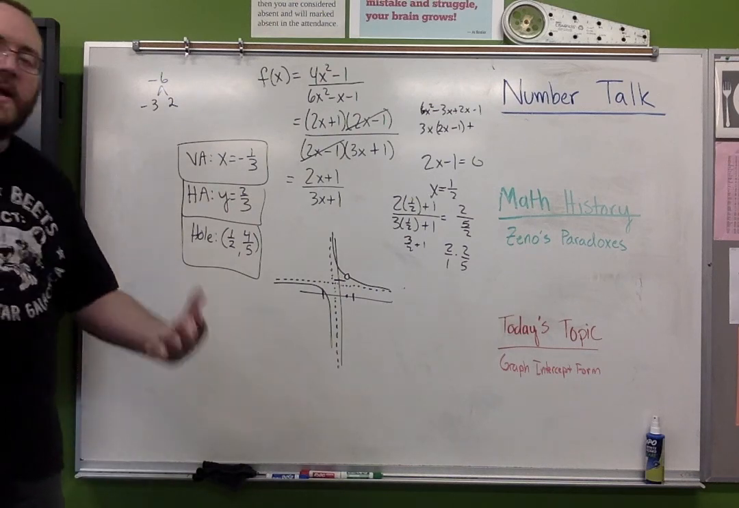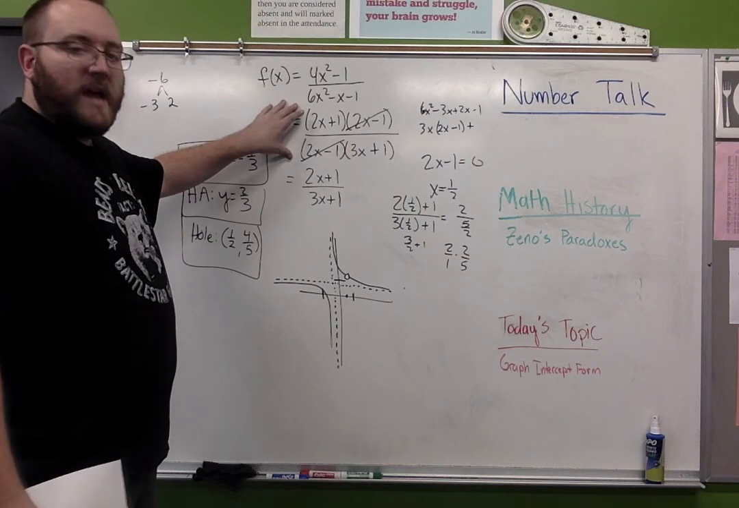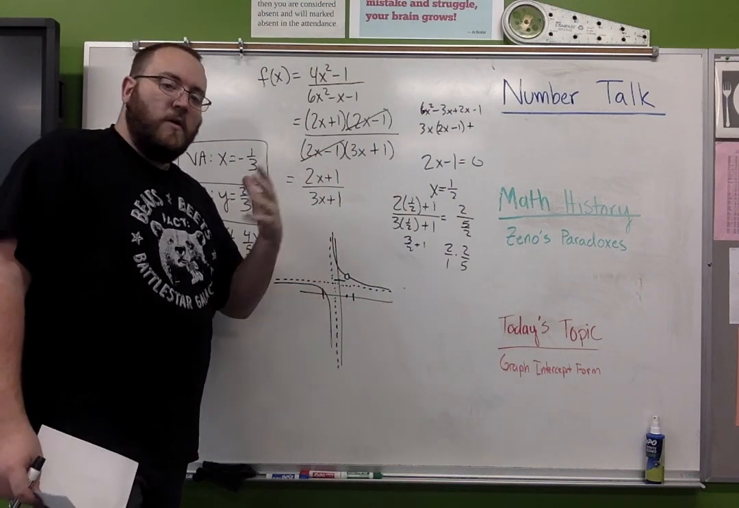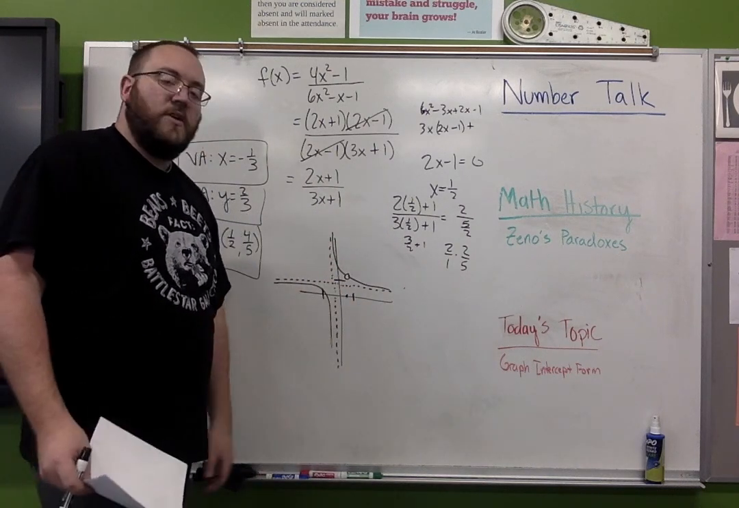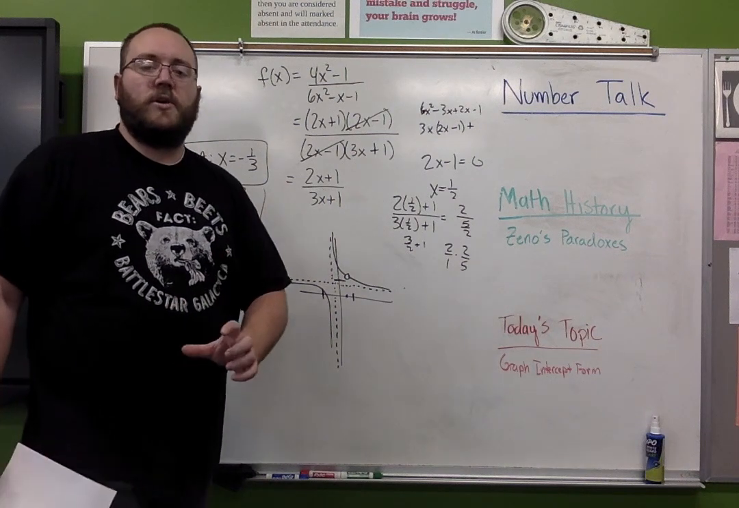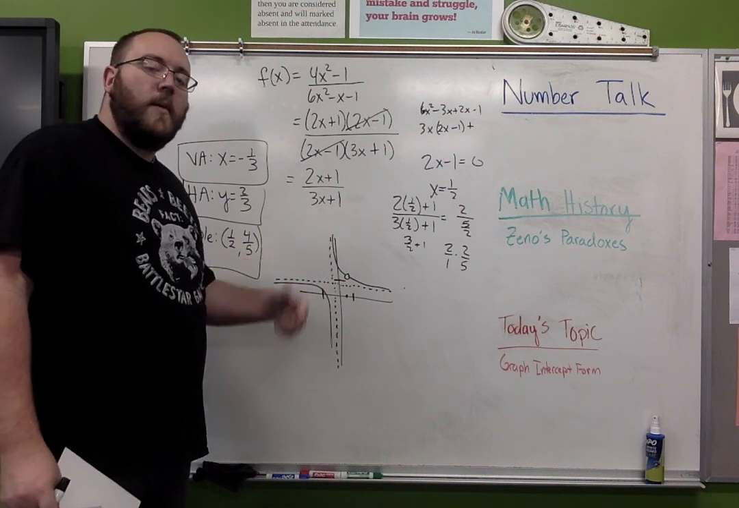Okay, so algebraically, how you find the hole is you fully factor everything, reduce, and those factors that you reduced, you set equal to 0, and that's how you find the hole. Finding the vertical asymptote: take the simplified form, set the denominator equal to 0.